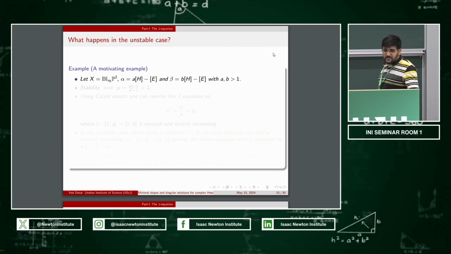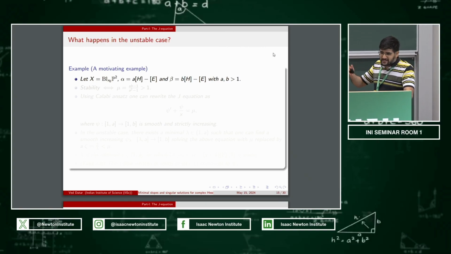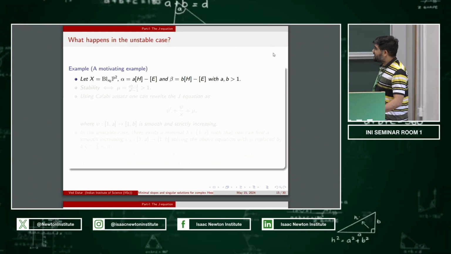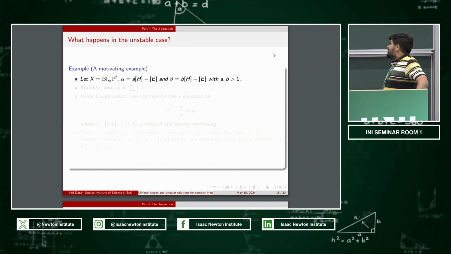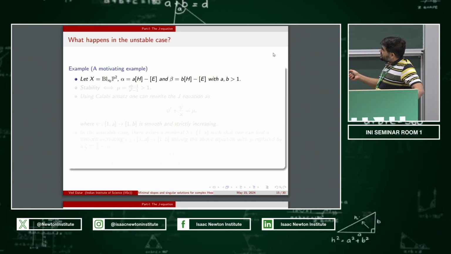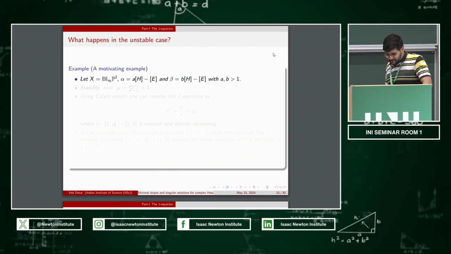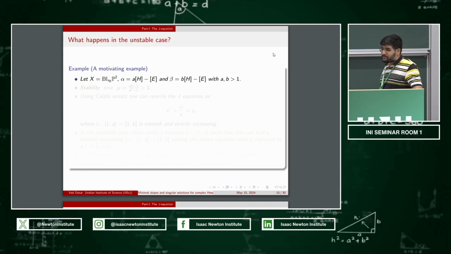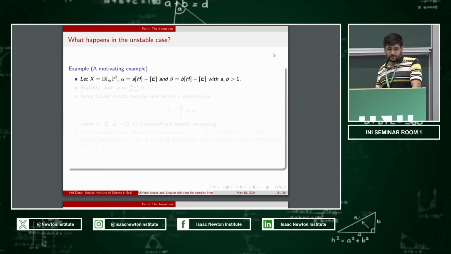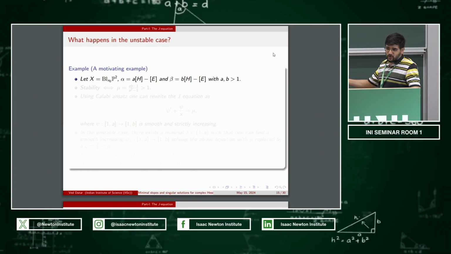Okay, so now the question is what happens in the unstable case, or even the semi-stable case, but the unstable case is more dramatic. So let me talk about a motivating example, and this is in fact the example which made us think about trying to find weak solutions. There was this old paper, old as in 10 years back, a paper of Fang and Lai, where they study the convergence of the J-flow on blow-ups of projective manifolds. And the simplest example is, of course, you just take the blow-up of P2.